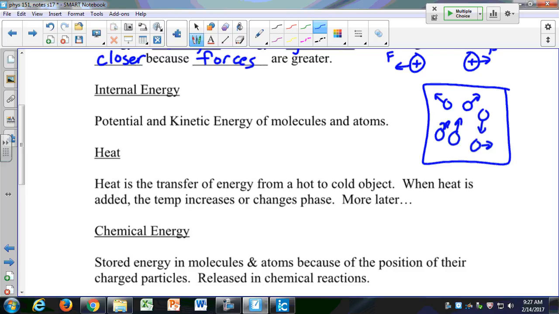Heat is the transfer of energy from a hot to a cold object. That's the first law of thermodynamics. When heat is added, the temperature increases or it changes phase. And we'll see more on that later. We'll get into phase changes. And then later in this chapter.